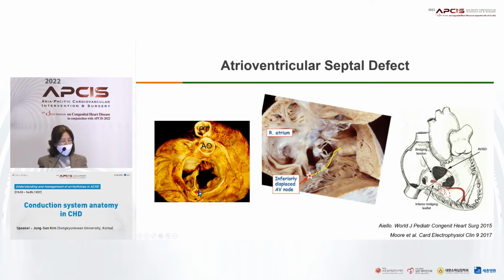The atrioventricular node in this case is displaced inferiorly, and in this picture the AV node is here toward the crux of the heart, where the ventricular septal defect contacts the atrioventricular junction tissue. Because of the location of the atrioventricular node and the large atrioventricular septal defect, the AV bundle is relatively long along the ventricular border of the defect.